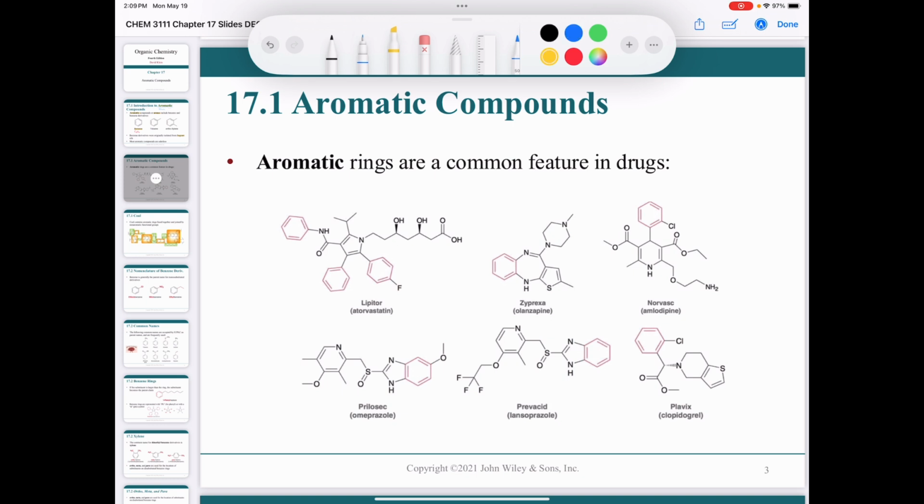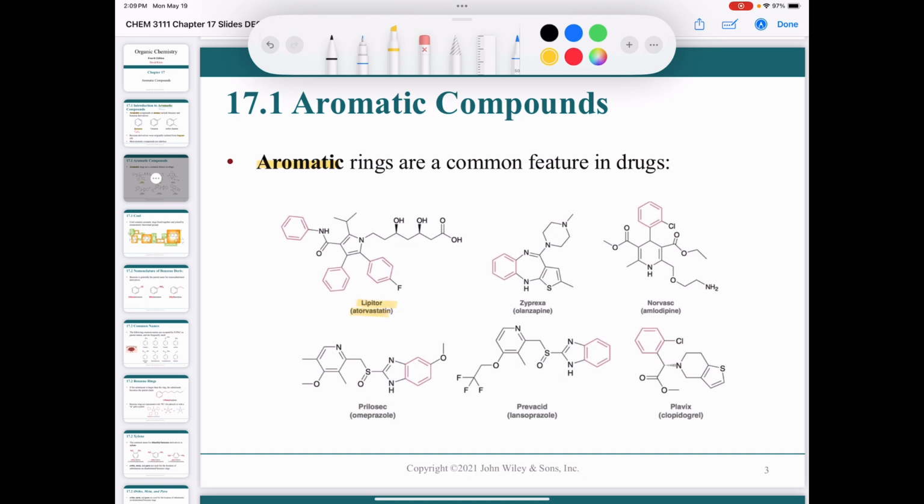And if you're interested in the medical field, if you want to be an MD or a dentist, or maybe be involved in pharmacy or nursing or something like that, you definitely want to know what an aromatic compound is, because aromatic rings are very common in drugs. And we see here atorvastatin or Lipitor. This is a cardiovascular drug.